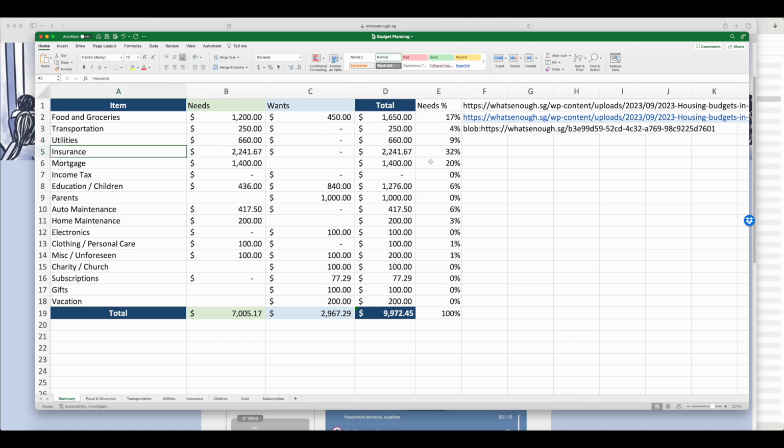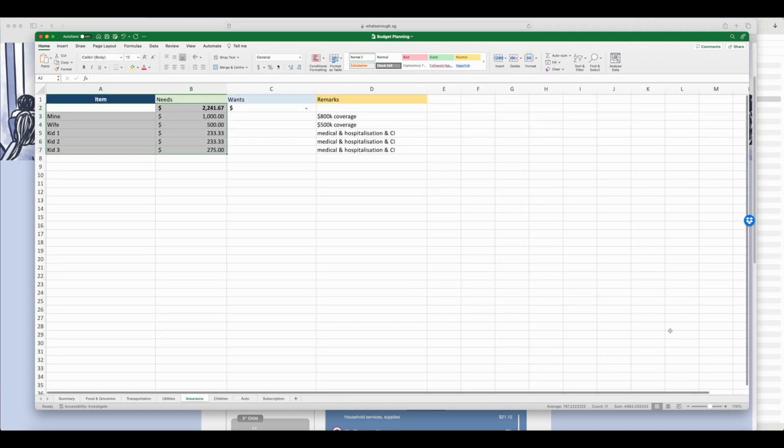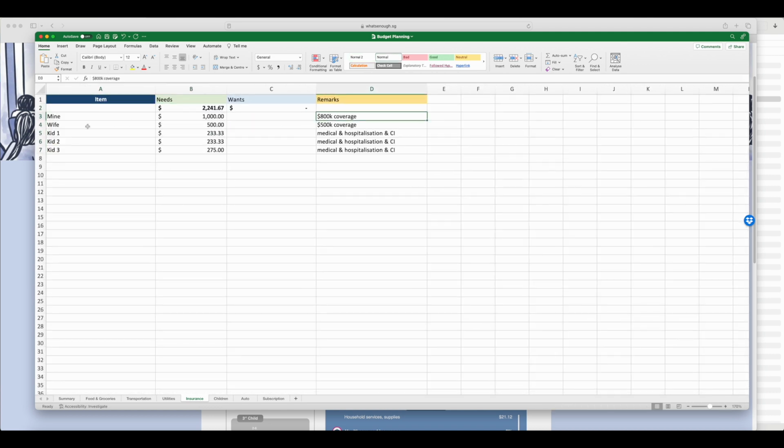Insurance, this is a biggie. I think a lot of people have told me that I'm spending way too much on insurance, but let me just break it down. So in insurance, I spend about $1,000 on myself for coverage of $800,000. For my wife, it's about $500 a month for $500,000 coverage.